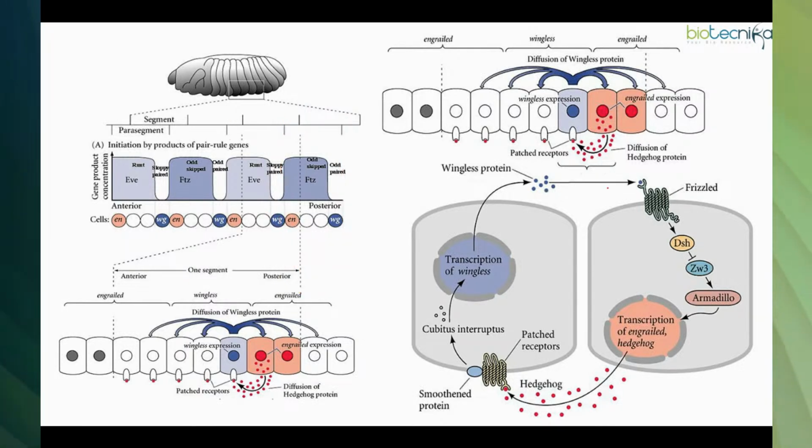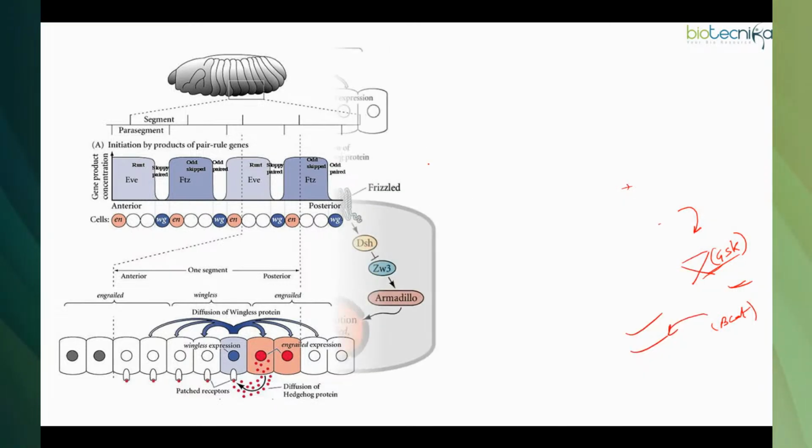So wingless, Wnt, when it binds the frizzled receptor, it activates DSH, disheveled. Disheveled inhibits the GSK complex. Zw3 is the analog name in Drosophila for GSK. And because GSK is inhibited, armadillo is free, which in this case is beta catenin, which can enter the nucleus and activate the expression of engrailed and hedgehog.